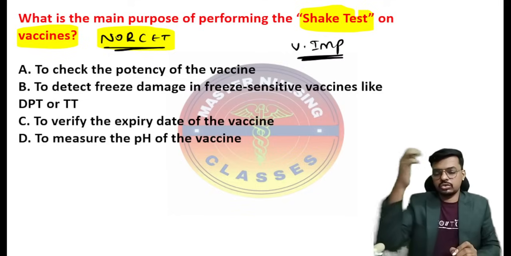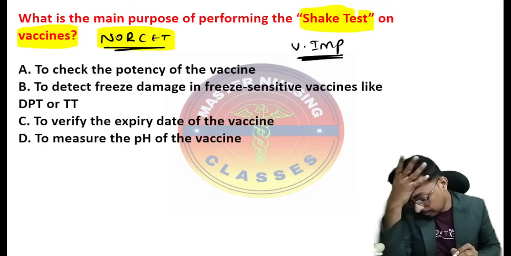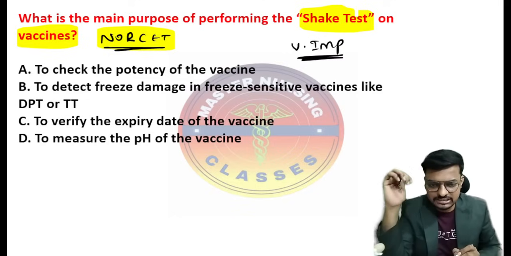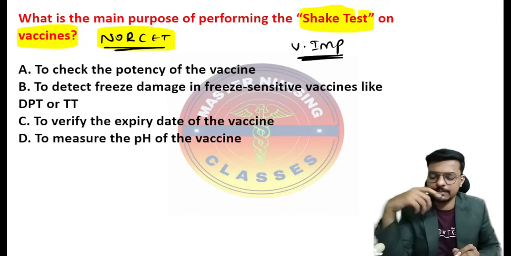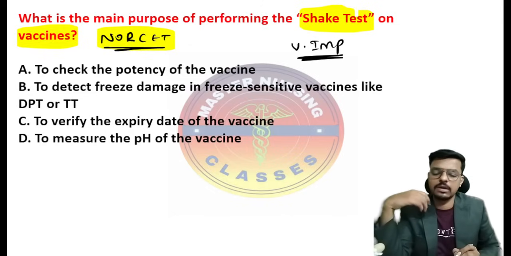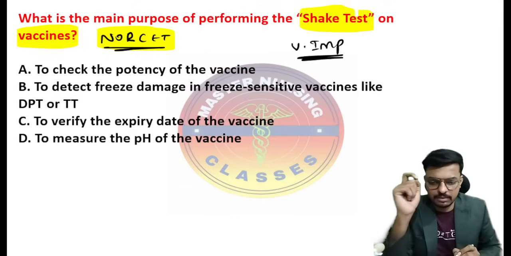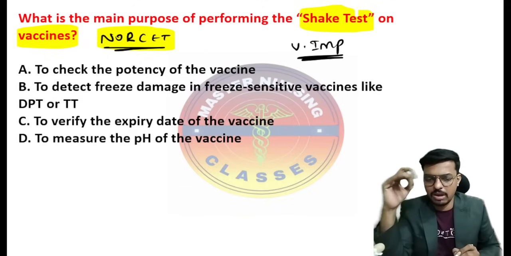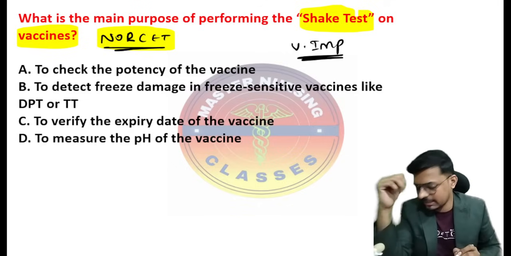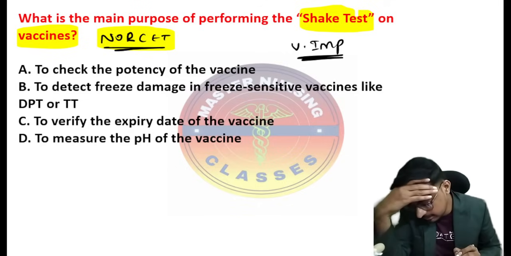Right? So option A, to check the potency of the vaccine. Option B, to detect the freeze damage in freeze sensitive vaccines like DPT and TT. Option C, to verify the expiry date of the vaccine, and option D, to manage the pH of the vaccine. So what is the correct answer? Why do we have to perform the shake test? Yes, beta, option A, B, C, D are in front of you all. I want everybody's response in the comment box.